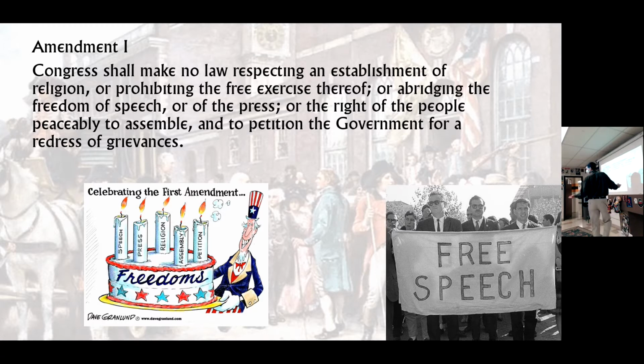So it goes to everything else, doesn't it? You see how that works? Congress shall make no law abridging the freedom of the press. I know, just go with me.